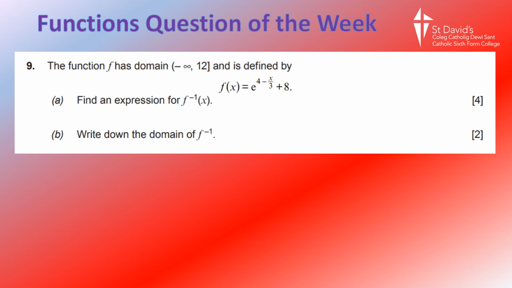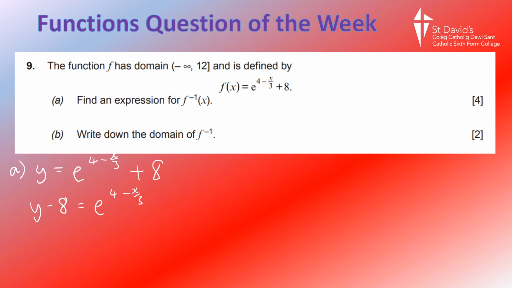On this slide, I'm going to go through the whole question in detail. So let's start with question A. I'm going to set the function equal to y. So y equals e to the (4 minus x) over 3, plus 8. And now I need to rearrange it to get x on its own. So first of all, I'm going to move the 8 over. So y take away 8 equals e to the (4 minus x) over 3.